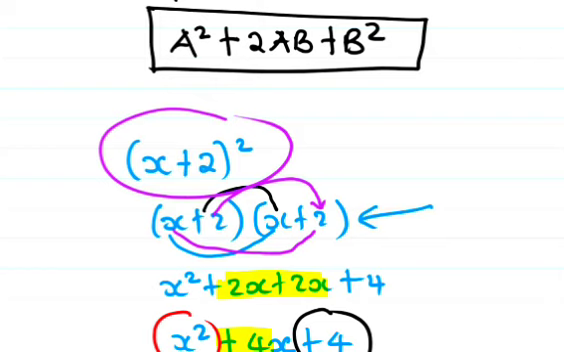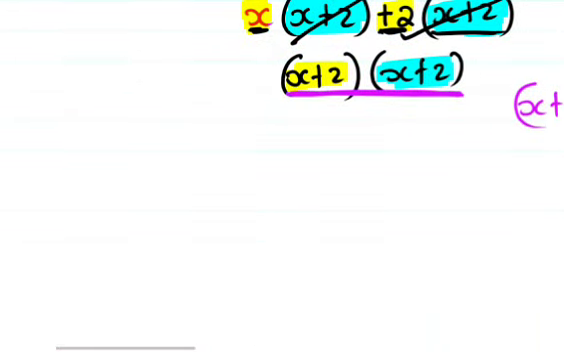Now, what must be added to a certain expression to give us a perfect square? For instance, let's have this question.